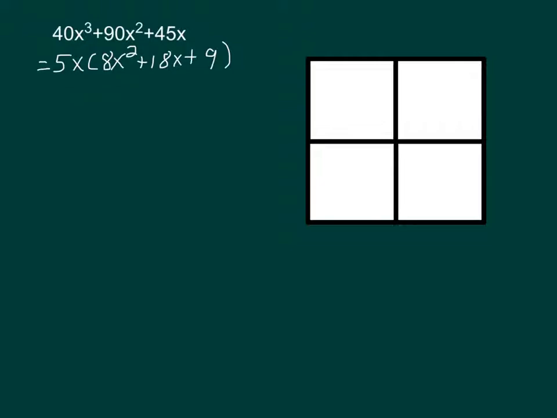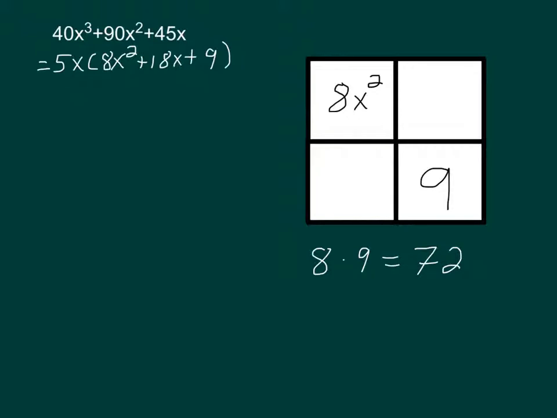Since that trinomial is already in standard form, I'm going to take my first term, my quadratic term, and write that in the top left corner of my box. In the bottom right corner, I'm going to put my constant term, which in this case is a positive 9. Now I take the lead coefficient of 8 and the constant term, which is 9, and multiply those. And when I do 8 times 9, I get 72.